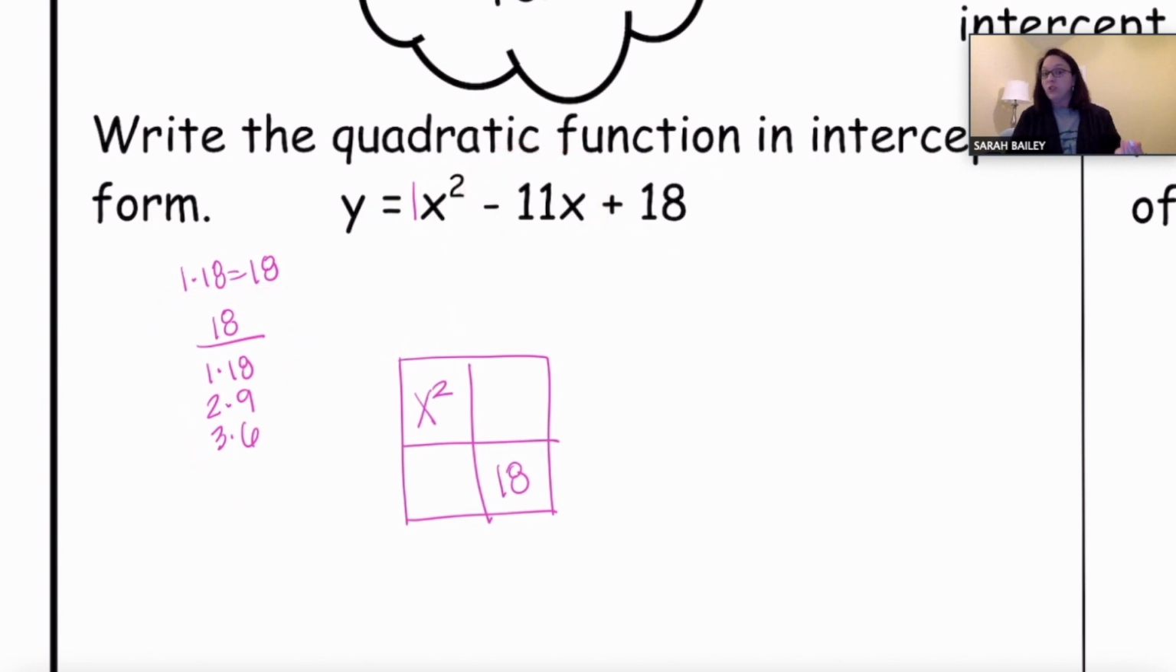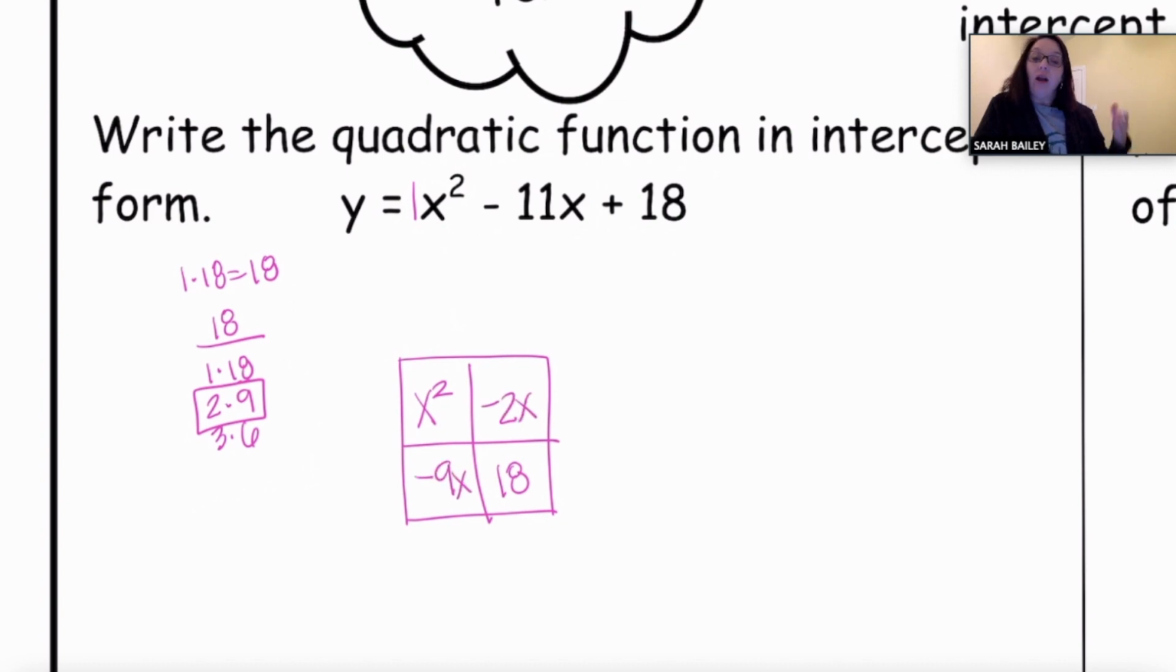Whether one's positive or negative, or they're both negative, whichever way I need to do it. So I know that I can do a negative 2 and a negative 9, and that would add up to negative 11. So I'm going to use this pair, and that's the only pair. So I'm going to put a negative 2x in one of those boxes and a negative 9x in the other. And it doesn't matter which one gets which.